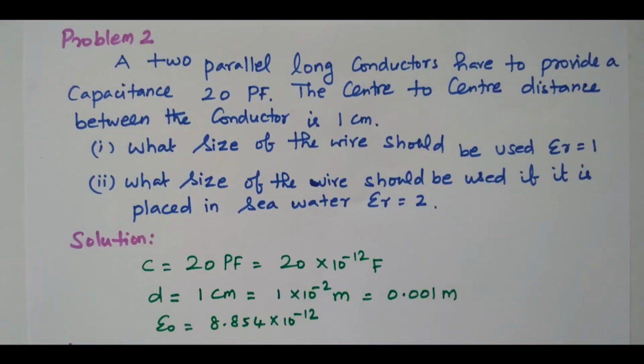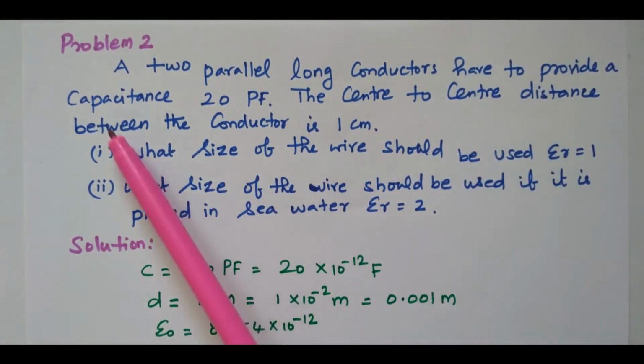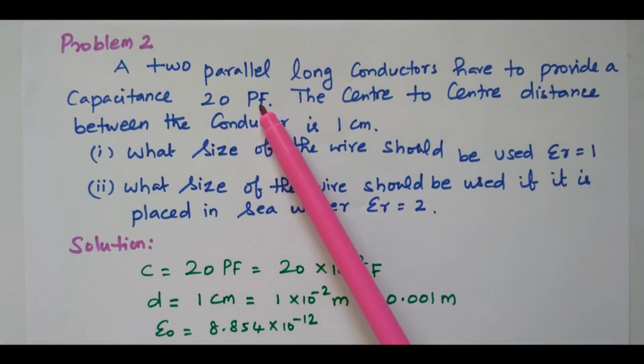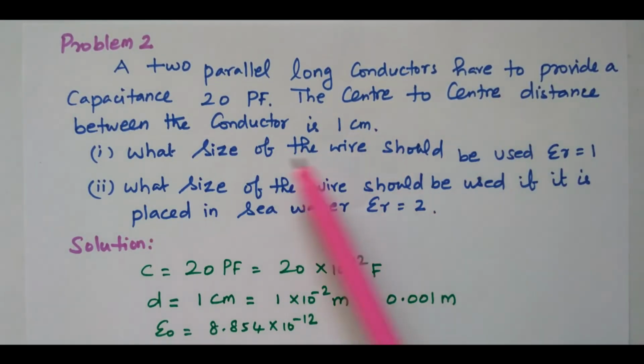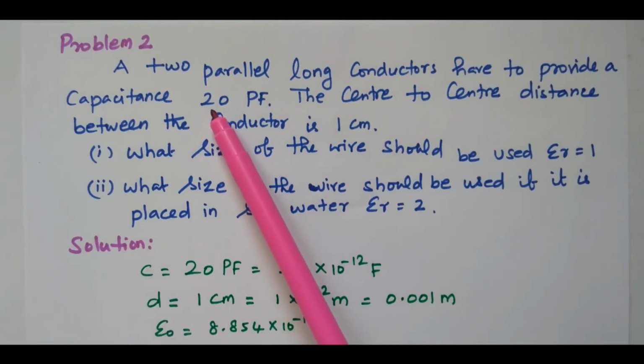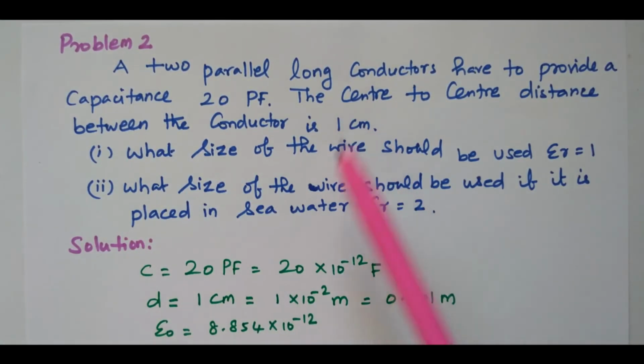Now we'll go to one more problem. Two parallel long conductors have a capacitance of 20 picofarad. The capacitance value is given. This is also a two-wire transmission line. The capacitance value is 20 picofarad. The center to center distance between the conductors is 1 centimeter. The center to center distance is also given, 1 centimeter.